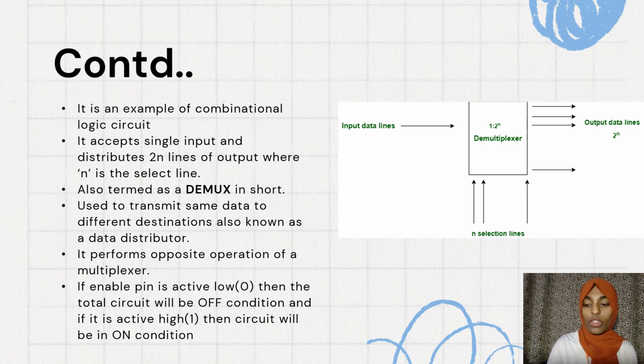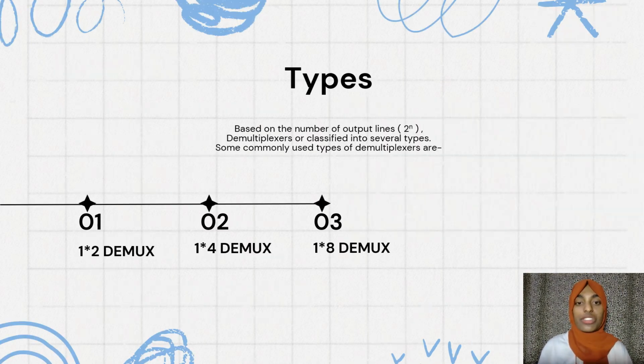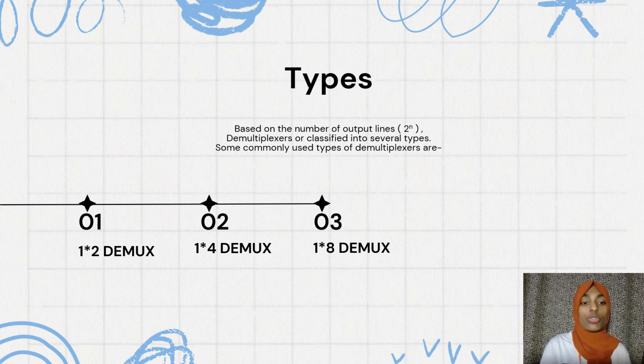Moving to types of demultiplexers. Demultiplexers are classified on what basis, and how many of them are there, we'll know using this slide. Based on the number of output lines, that is 2^n, demultiplexers are classified into several types. Some commonly used ones are mentioned here, like 1 to 2 demux, 1 to 4 and 1 to 8. These are only some, and there are a lot more that I have not mentioned. Let us see these one by one, somewhat briefly.